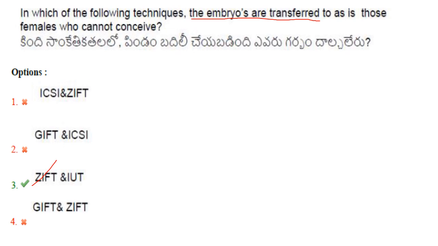Then IUT is intrauterine transfer. In this, embryo is transferred to the uterus in the 32 blastomere stage. So IUT is also embryo are transferred. So third is an option with ZIFT and IUT. So that is correct. So third is the answer, where embryos are transferred. In other cases, either gametes are transferred.